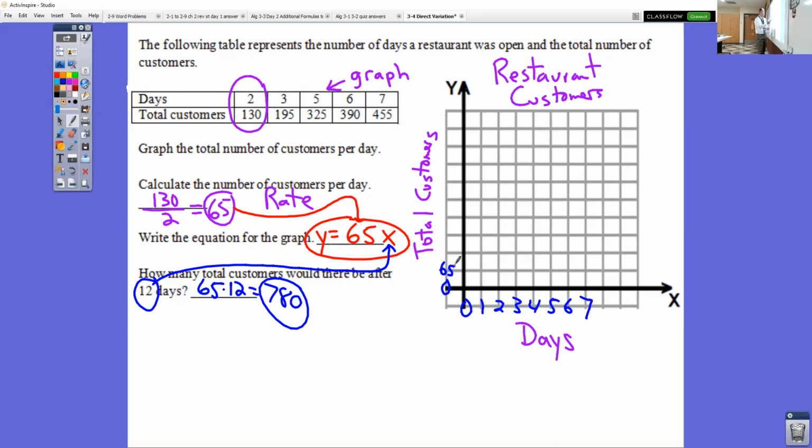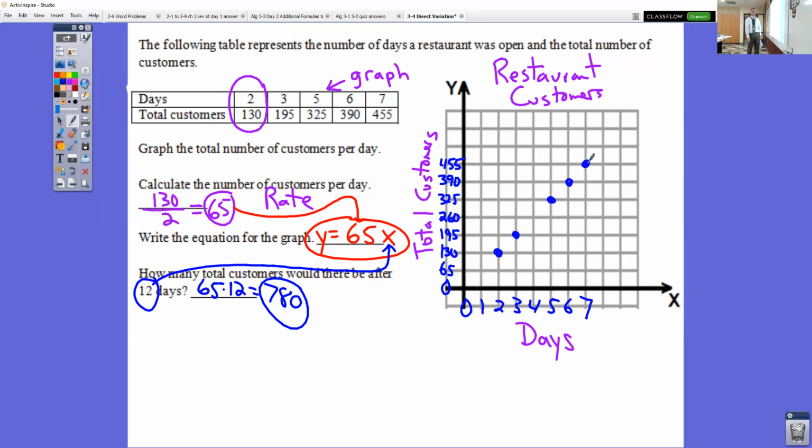So 0, 65, 65 plus 65 is 130. 130 plus 65 is 195. And then 195 plus 65 is 260. Plus 65 is 325. Plus 65 is 390. Plus 65 is 455. So now we're ready to graph our points. We don't have 0, we don't have 1, all right, but we do have 2 and 130. Over to 2, up to 130, 3 and 195, 5 and 325, 6 and 390, 7 and 455.